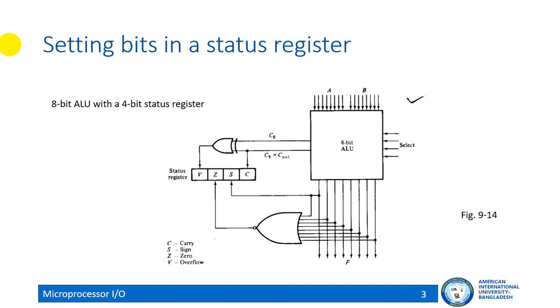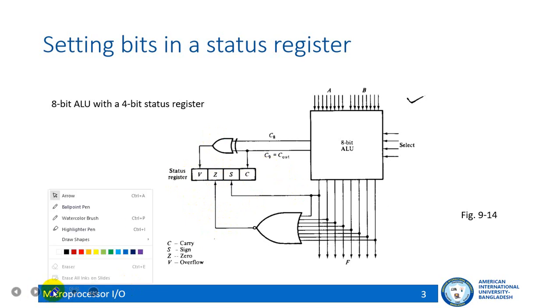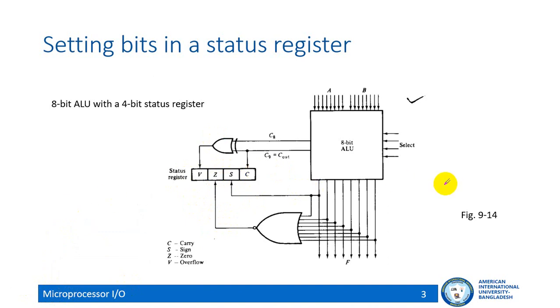So this is a sample status register for the 8-bit ALU of our model arithmetic logic unit system. If you look at the picture, this is the status register and it has 4 flag bits. This is the overflow bit, this is the zero bit Z, the third is the sign bit, and the first one is the carry bit. So this is a sample status register implementation for the arithmetic logic unit that we are covering in this chapter.